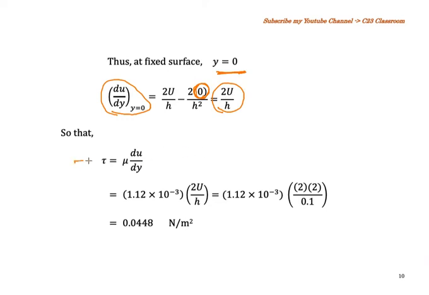Let's say the shear stress is tau equal mu du dy. We substitute the value of mu, and we substitute the value of du dy as what we got here. Then we calculate, and we find that tau here is equal to 0.0448 Newton per meter square.